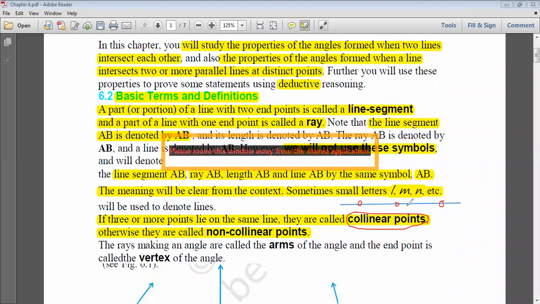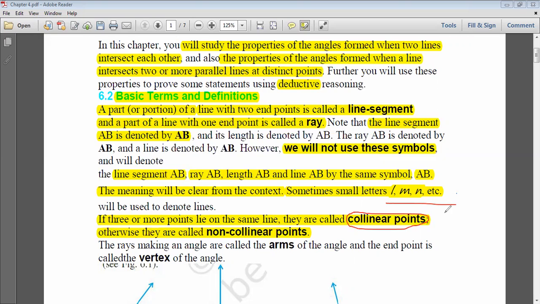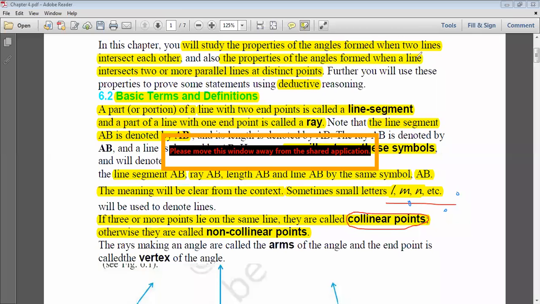Okay, sir. Clear? We are calling all the points together as collinear points. Sometimes it is not necessary that all the points lie on the same line. See, this is a line. Sometimes a point may be lying here, here. Only one point may be lying here. This kind of points are known as non-collinear points because they are not lying on a single line.